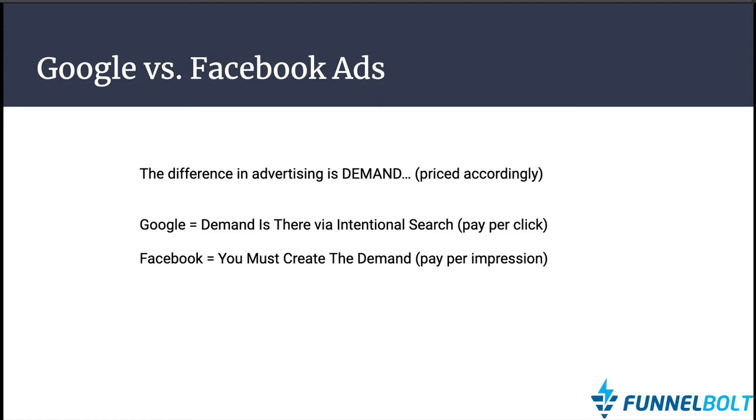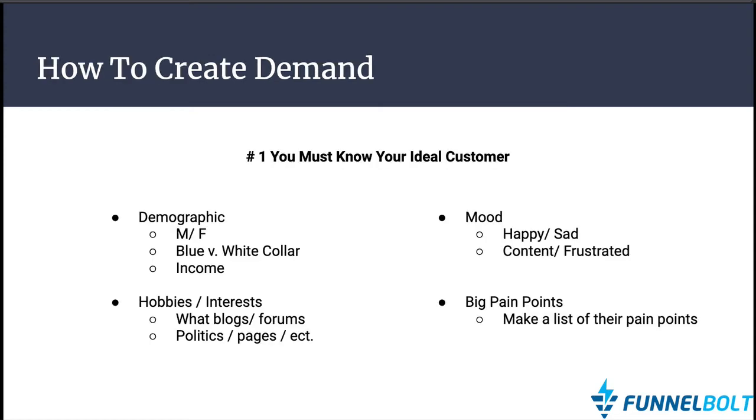And those platforms are also priced differently. Google is pay-per-click, where on Facebook you are paying per impression. So you're paying for everybody that is viewing that ad. So how do you create the demand?